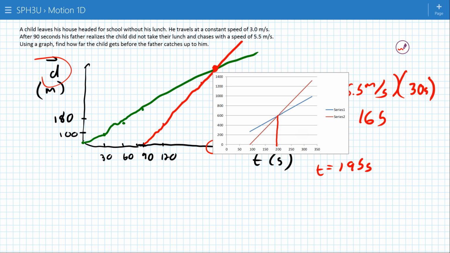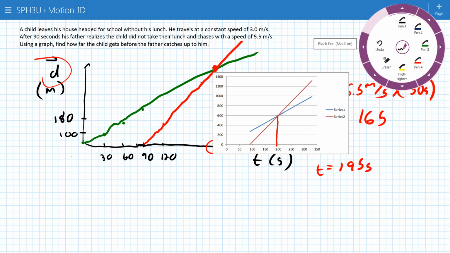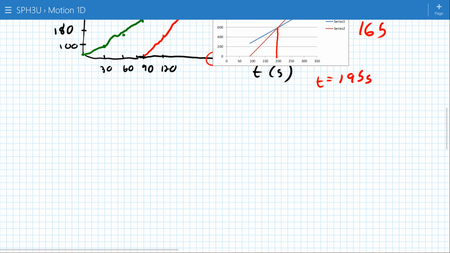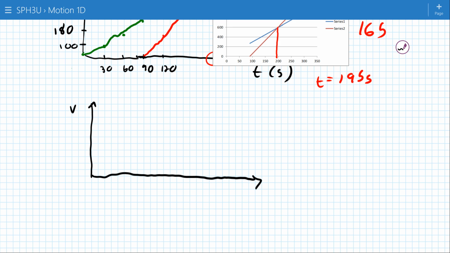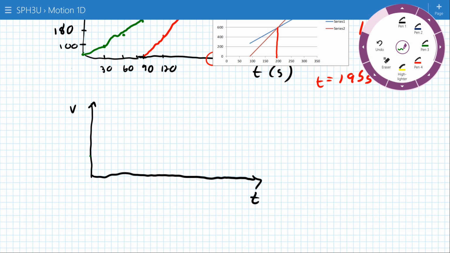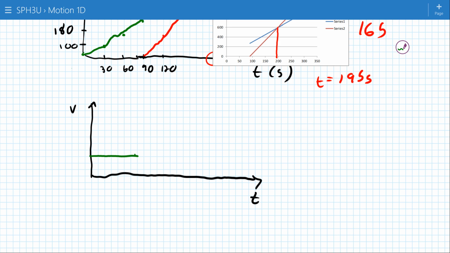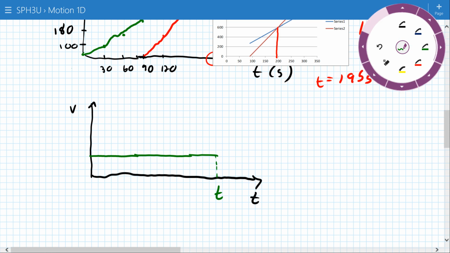I don't know about you, but it's better, but it's still not a perfectly accurate answer, and it strikes me that there's probably a way to get the exact answer. So instead of looking at a displacement time graph to try and solve this problem, let's look at a velocity time graph. Here, I can imagine the child, who I've been working with in green, traveling along at 3 meters per second out to some undetermined time t, and we're going to assume that t is where he gets caught.